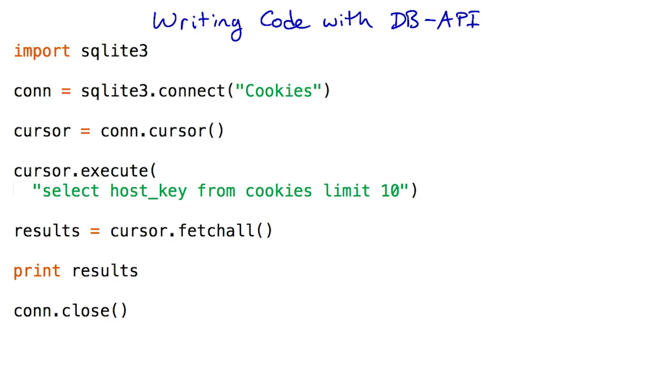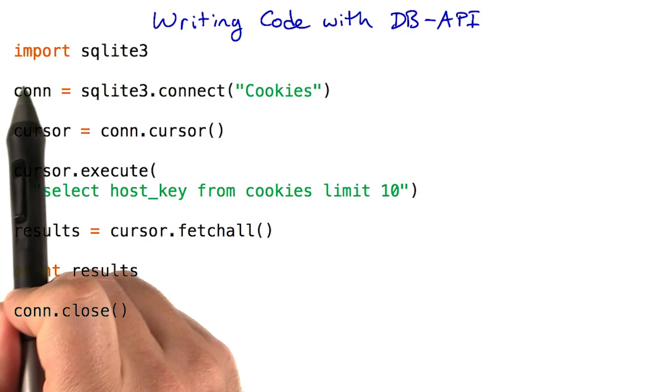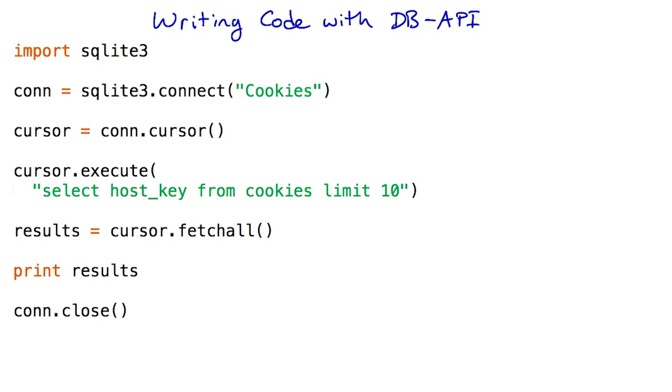Here's an example of a Python program that uses a DB API library to query a database. Every time you use DB API from your code, you're going to have the following steps. First, we have import sqlite3. That's the library for the database we're using. If we were using PostgreSQL here, we would import psycopg instead.